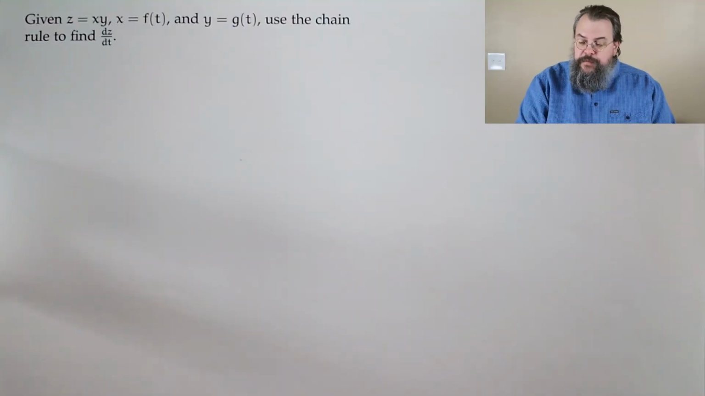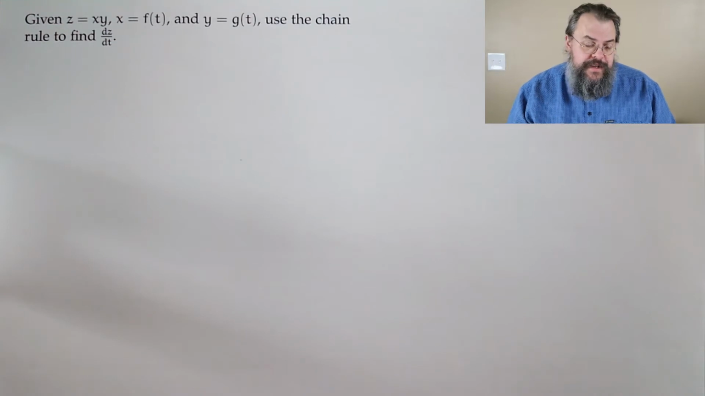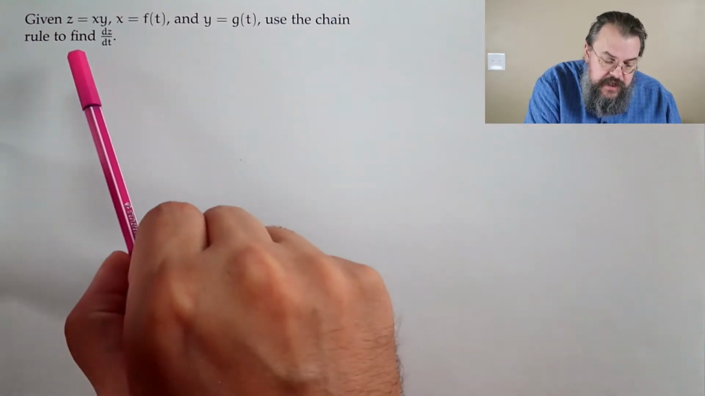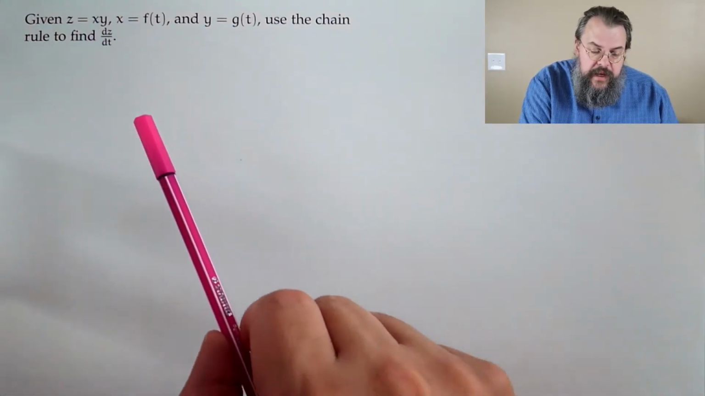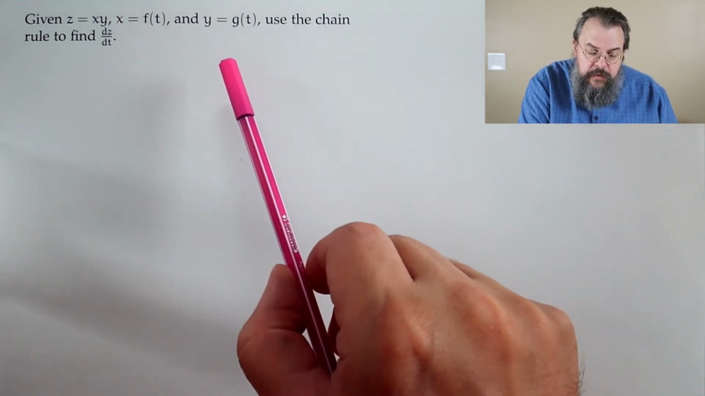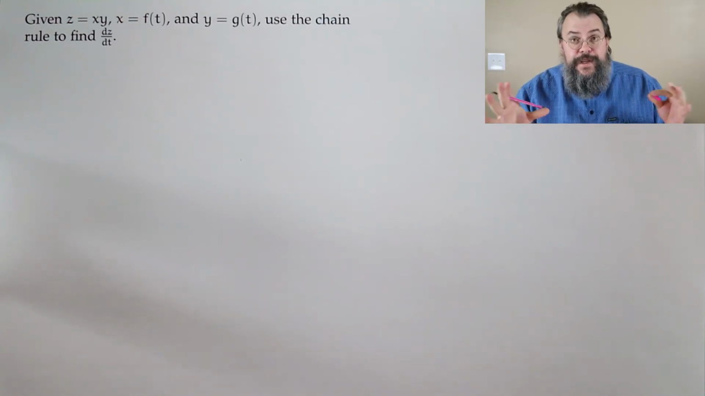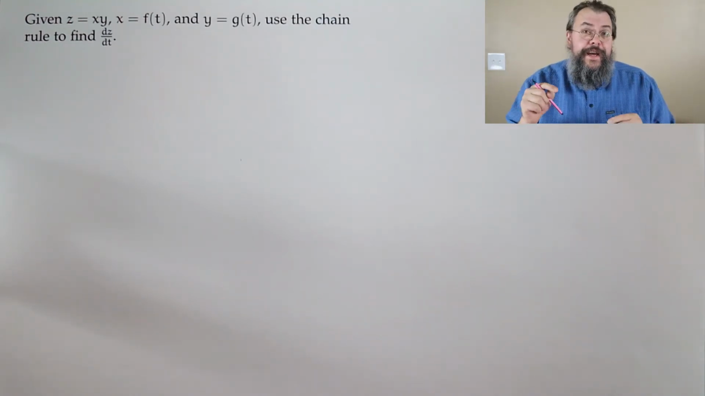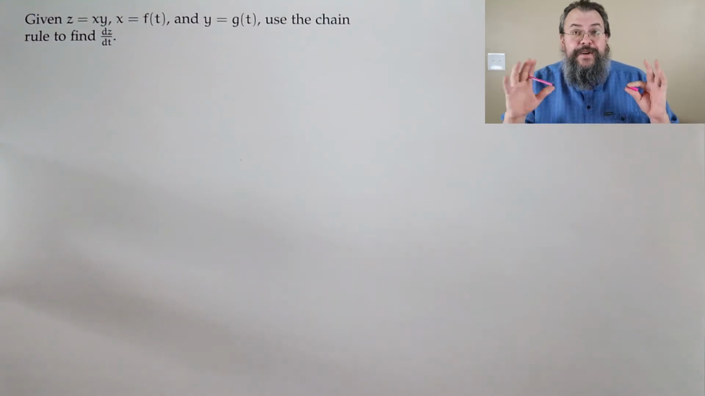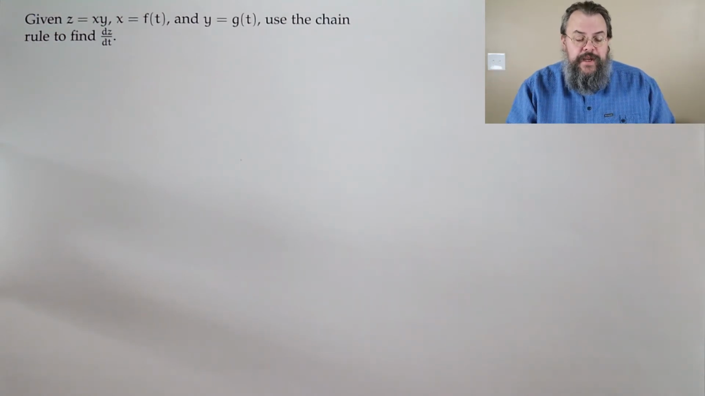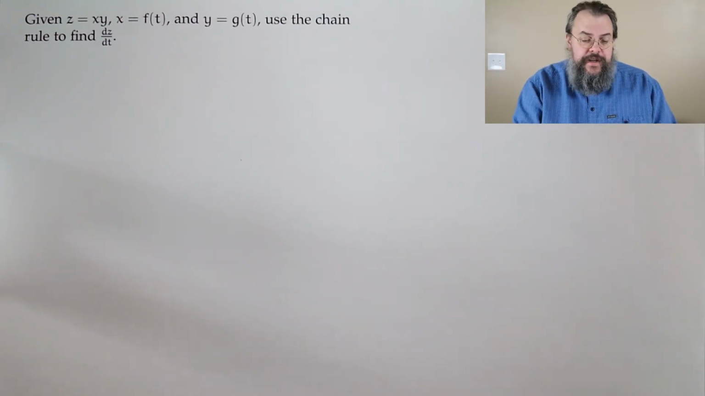So our very first problem, nice warm-up. We're told, suppose z equals xy, x is a function of t, and y is g of t, and use the chain rule to find dz dt. Now this seems really, really super simple, and there's kind of a punchline. So let's bear with it and just talk about what's going on here.